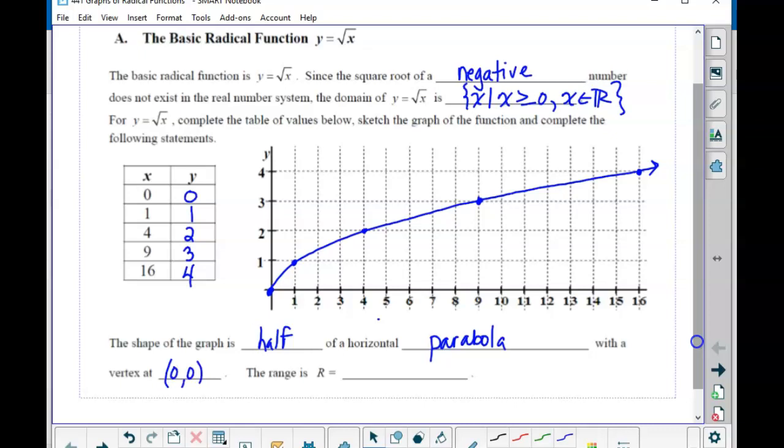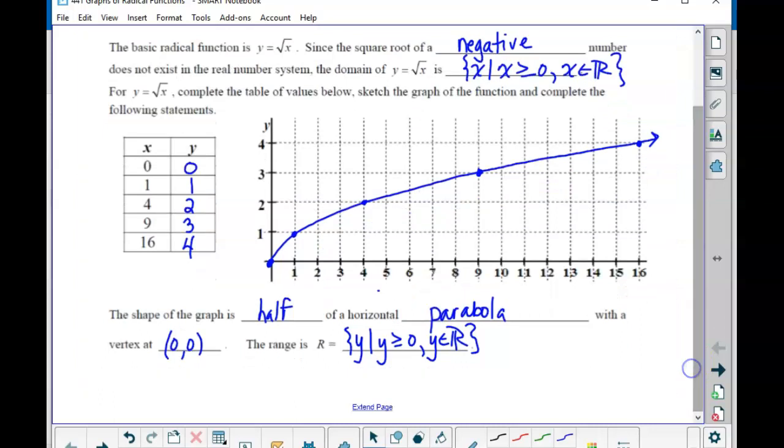Okay, because that arrow is going up and to the right. So range is all values of y, where y is greater than or equal to 0. So really the domain and range are the same for this radical function, the base function. If you do transformations, then obviously it's going to be a little bit different.